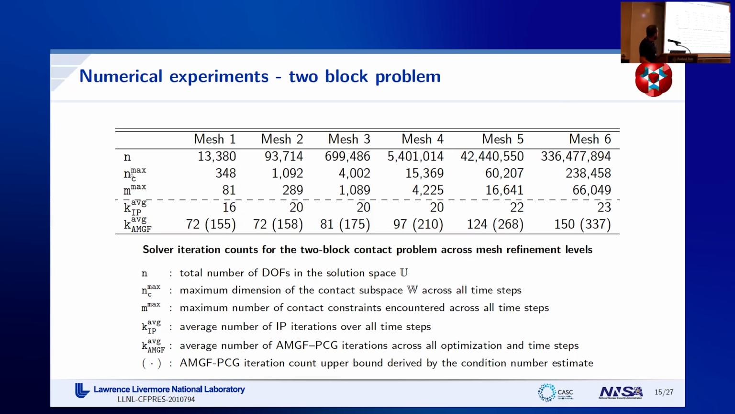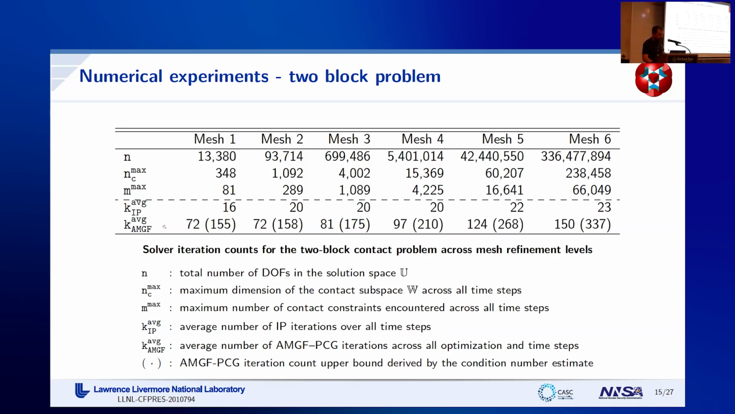When I say max, it is the maximum dimension across all time steps, because the contact might move a bit, so you might change the contact subspace. This is the number of constraints, so it's related to the number of contact constraints. This is lambda, the dimension of lambda. And then this is the average number of interior point iterations it took to converge, again averaged over all time steps. As you can see, it goes from 16 to 23 under 5 successive uniform refinements.